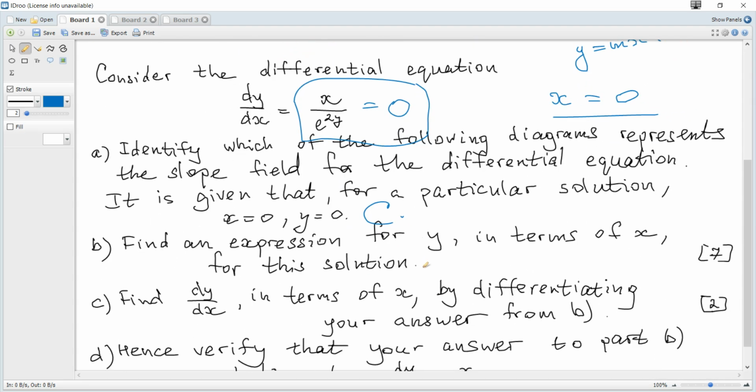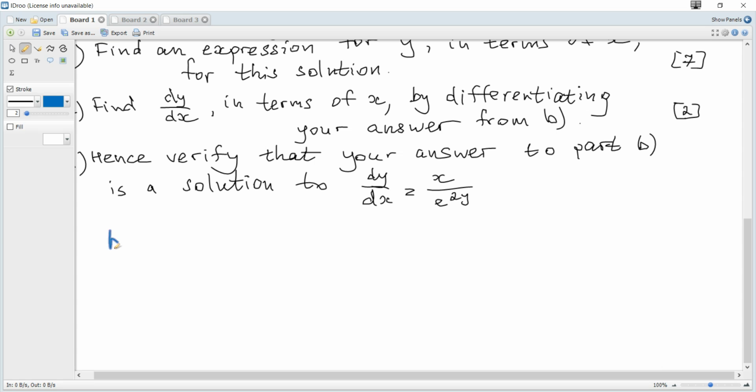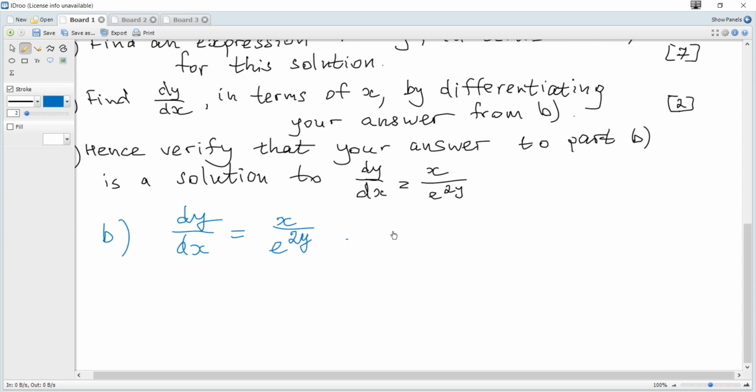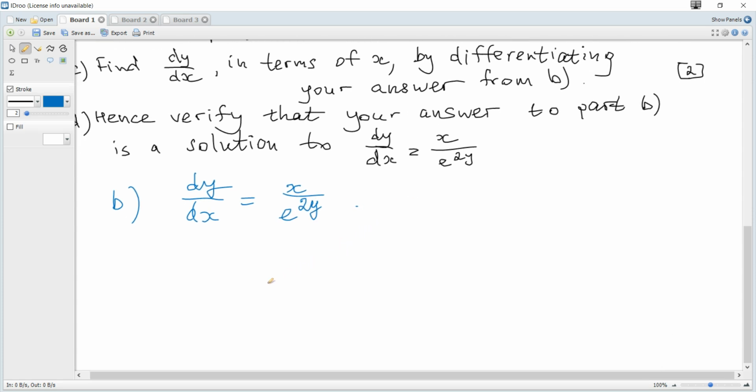The next part: find an expression for y in terms of x for this solution. So we need to just solve this differential equation. dy over dx is x over e to the power of 2y, and we use a method which is called separating variables. We need everything with y to be, for example, on the left, and everything with x on the right, or vice versa, it doesn't matter.